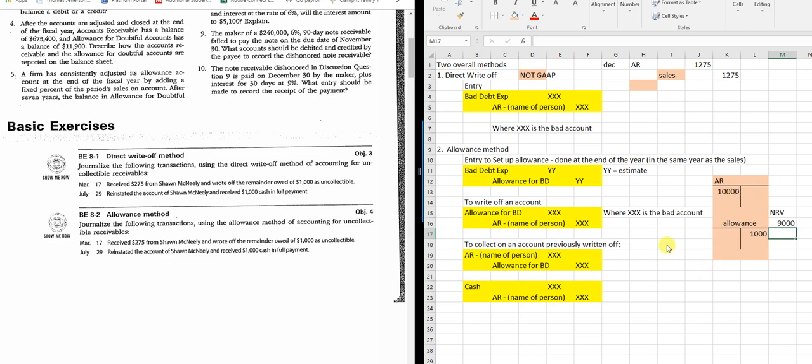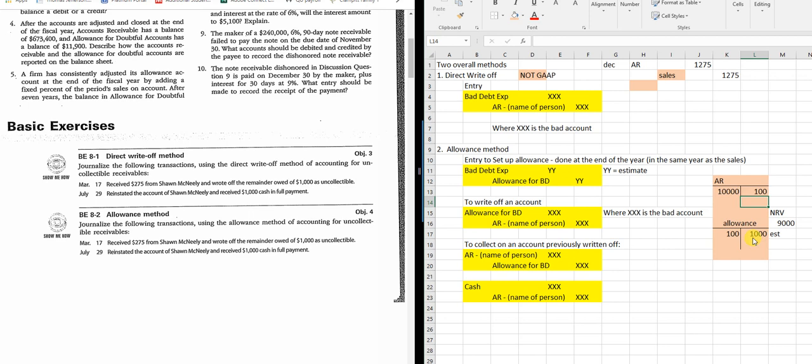All right, so now I set it up and I put it in here. So this $1,000 is my estimate, which we'll talk about in just a second, how you come up with it. Okay, so then when I write off an account, so now I know it's Johnny's, Johnny has a $100 account and he went bankrupt. So now I can take it out of the allowance. So let's say $100. I can take it out of the allowance and out of accounts receivable.